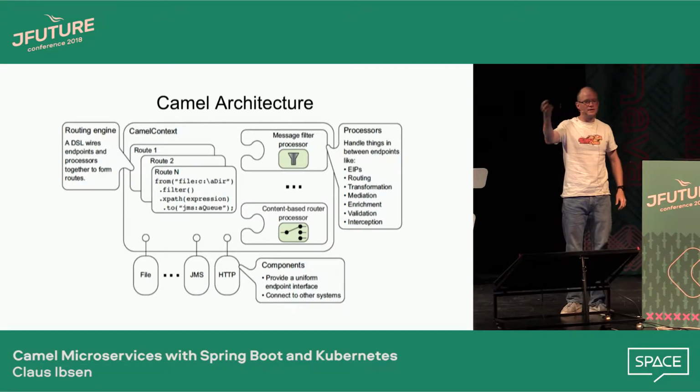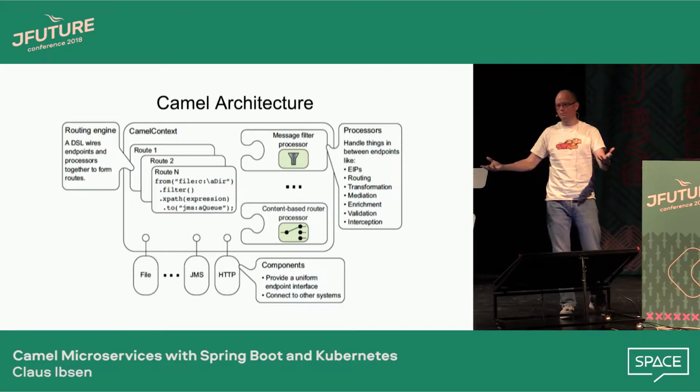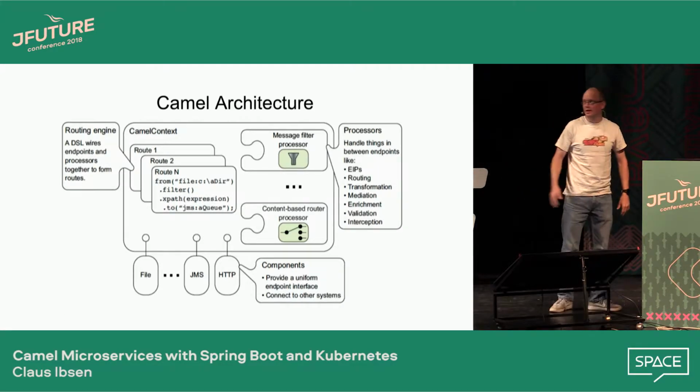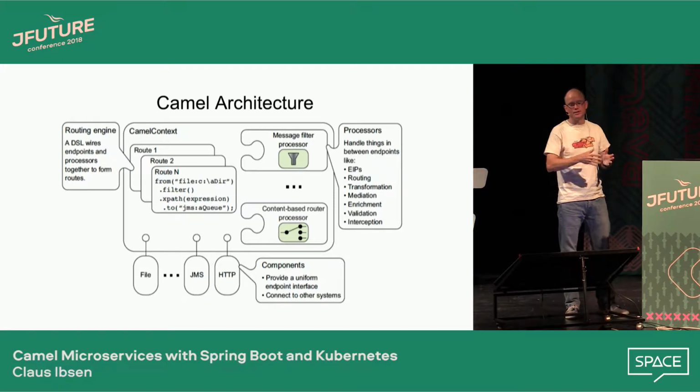So the idea is that you can add routes to these contexts, and in these routes, you can use these enterprise patterns where you can do routing, transformation, validation, call custom business logic, and so on and so on. And then on the bottom, we have Camel components, which you use to connect to different systems or to speak to the outside world, as I said.